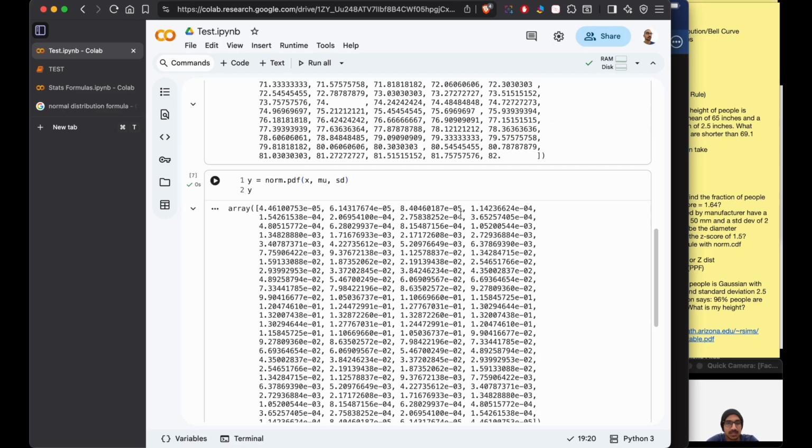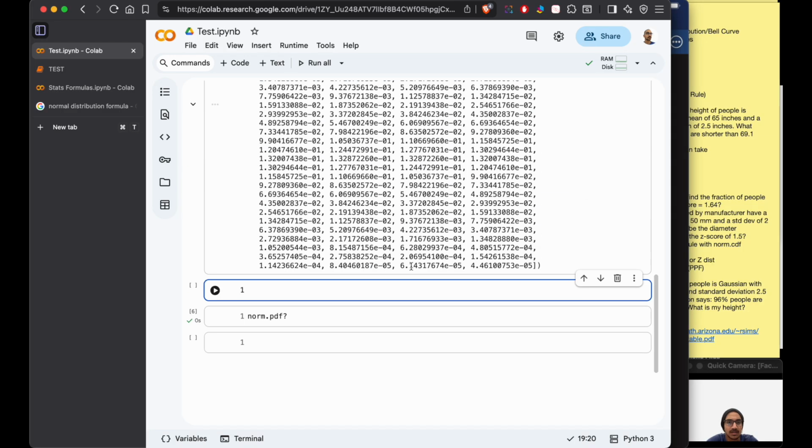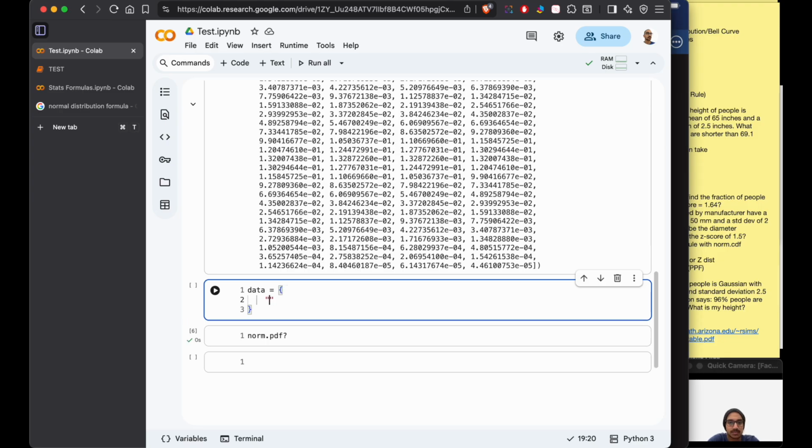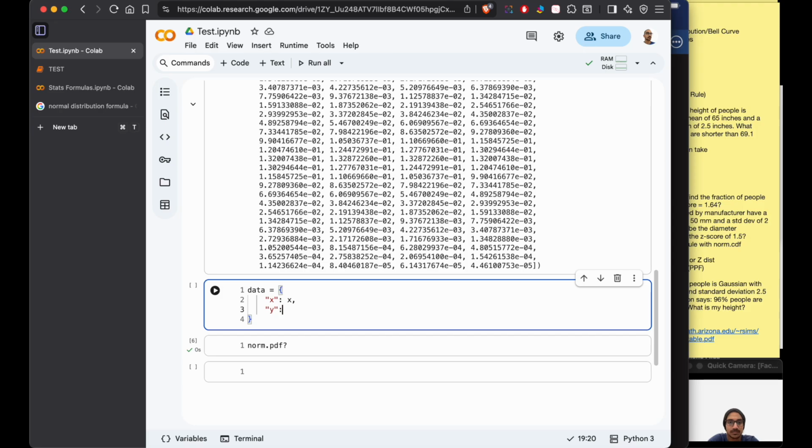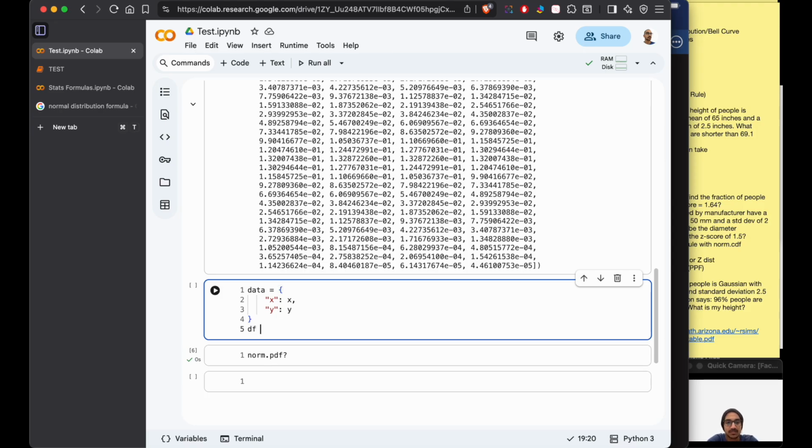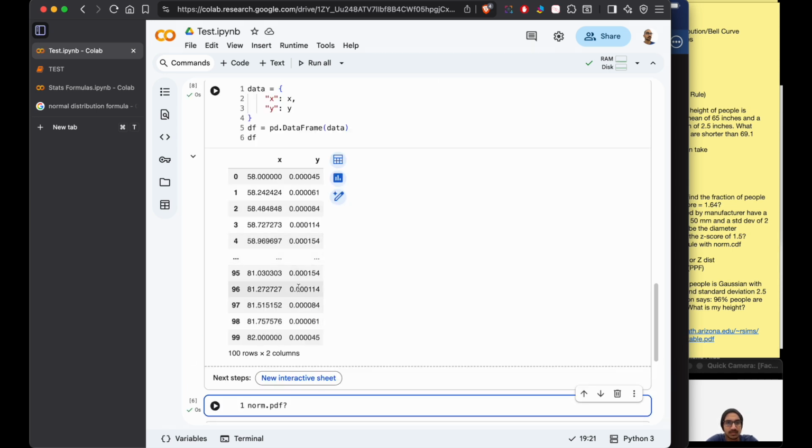Yeah, so that is how it will generate. Now all I have to do is create a data frame and plot the line plot. I'll say data equal to, I'll create a map. I'll put all my x values here, and my y values here. We'll create a data frame, pd.DataFrame, and I'll pass my map. So that is our data frame.